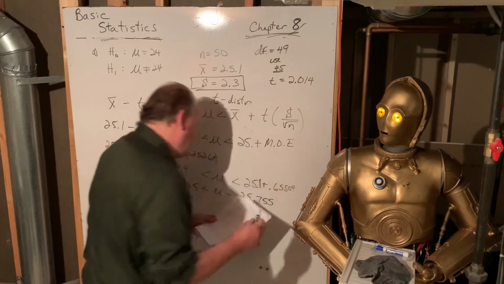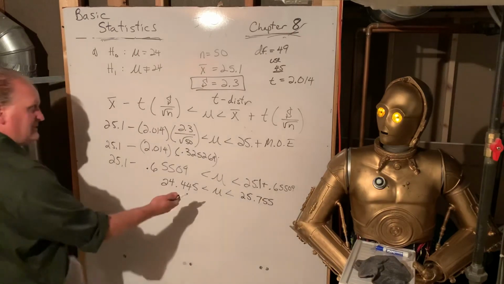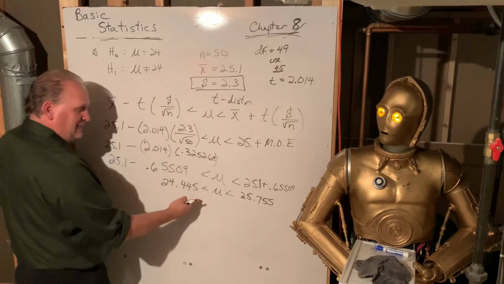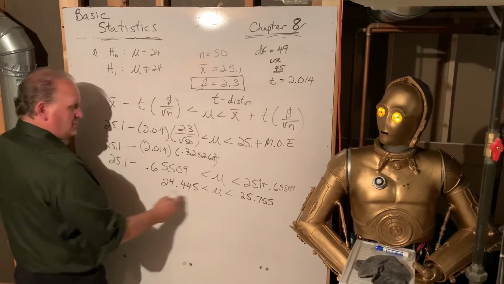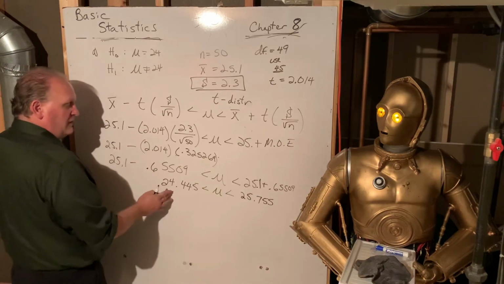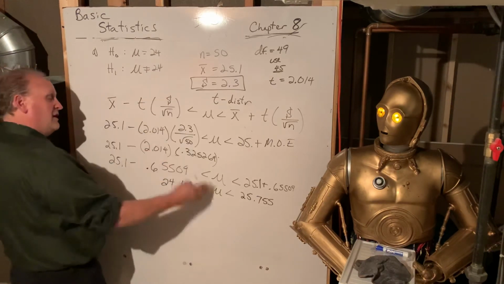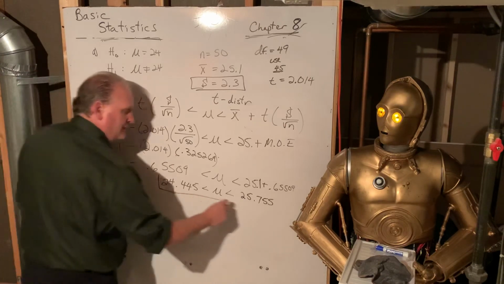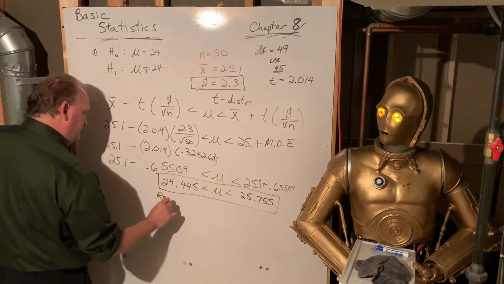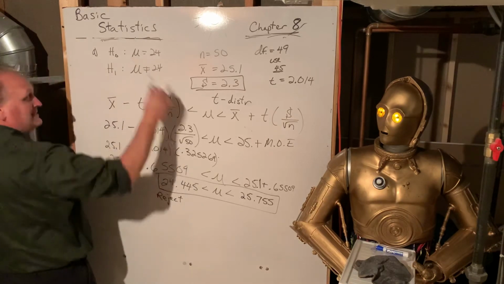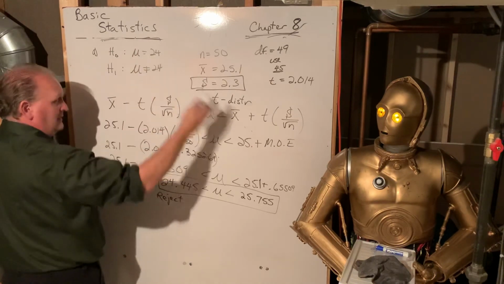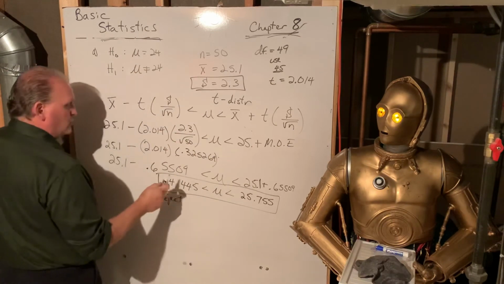So let's make our conclusion based on this. Is the null hypothesis included in this interval? The answer is no. It's just missed it, right? It's just to the outside. 24.4 is the lower bound, but 24 is outside. So that means reject the null. If the null is in the interval, you fail to reject the null. If the null is outside of the interval, you reject the null.